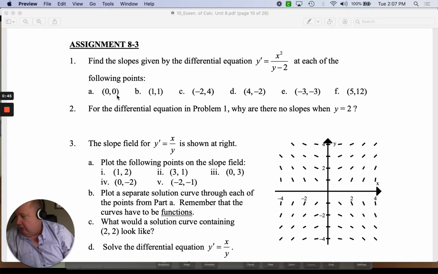The answer to number 1, a, is obviously 0 when you plug it in. When you plug in 1 for x, 1 for y, it's -1. For c, -2 and 4. Is that +2? Just double checking. D, 4 and -2. Be careful. What was that? -4, if you simplify it. E, -3 and -3. It's going to be a fraction. Was it 9 over -5?